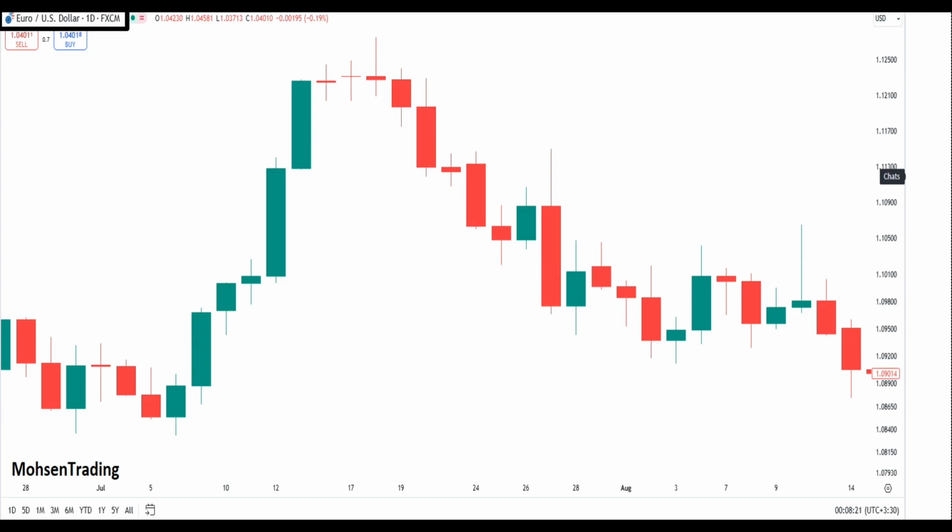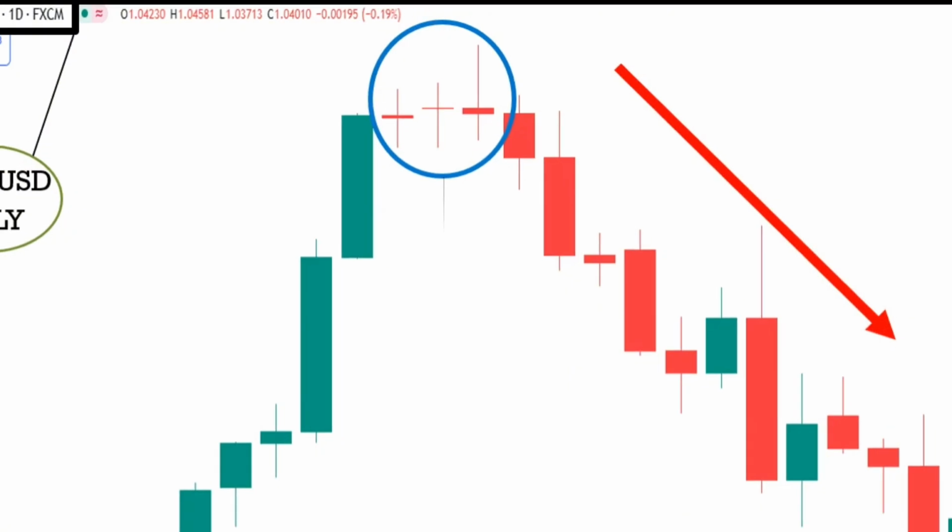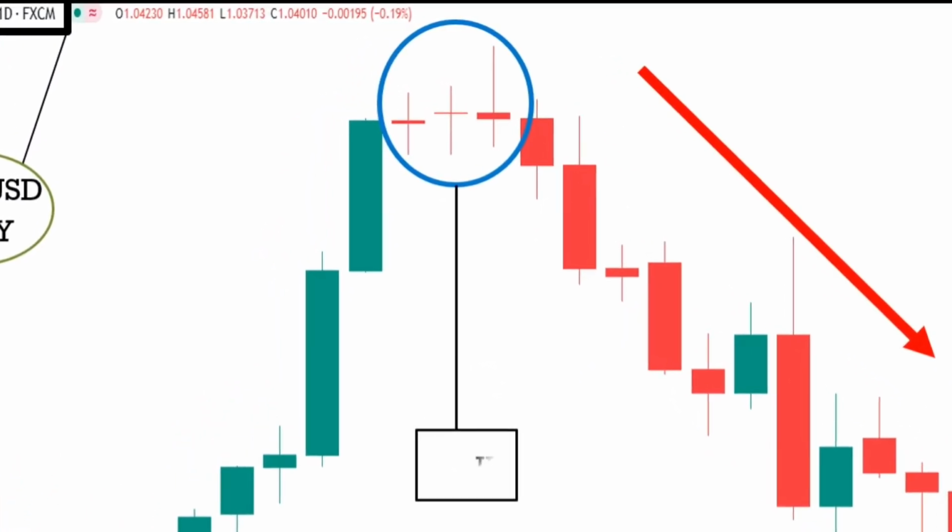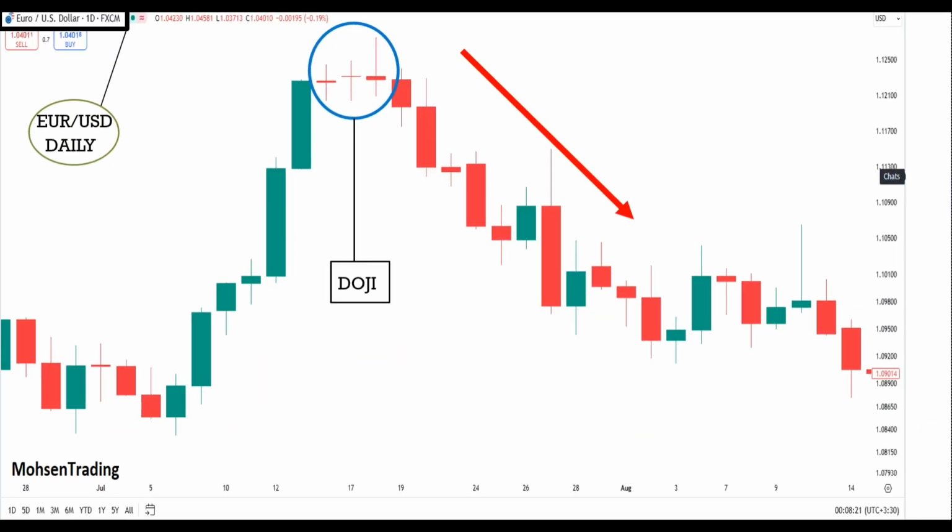This chart shows the EUR/USD pair on the daily time frame. At the end of an uptrend, we observe a doji candlestick, which indicates indecision between buyers and sellers. This doji signals a lack of clear direction in the market and is likely to act as a reversal signal. As you can see, after this doji, the price starts to decline, confirming that the doji acted as a bearish signal, marking the end of the uptrend and the start of a downtrend.